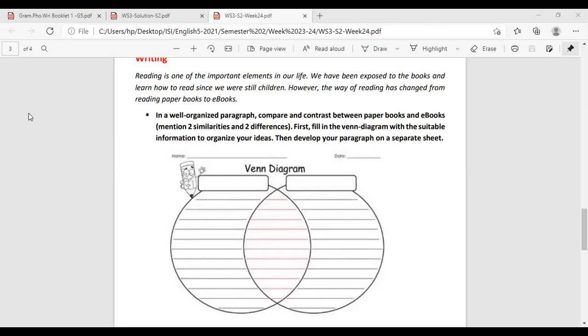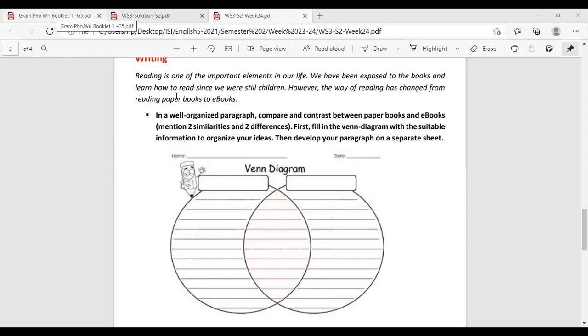So guys, on Thursday, please bring your writing with you to the session. I want to see a draft paper with a paragraph and a filled-in Venn diagram with you on the screen. So now this is your assignment for Thursday.